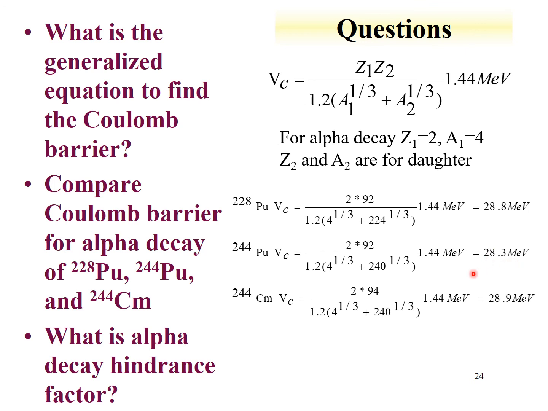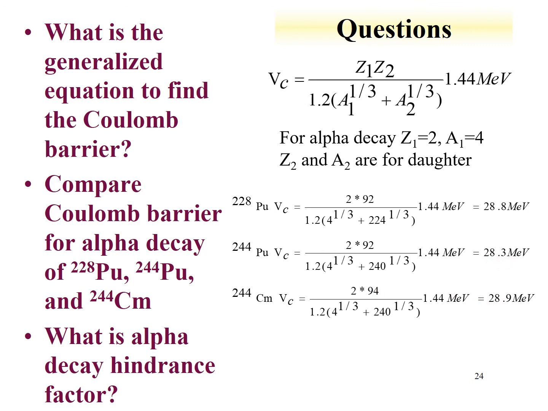Now, if we take 244 nucleons, but we convert more of those from neutrons to protons, we're increasing the charge, and the Coulomb barrier should go up. And indeed, from this equation, we see that it goes up from 28.3 MeV to 28.9 MeV.